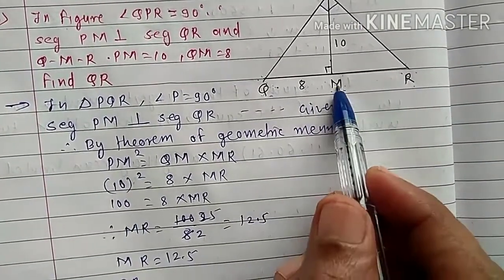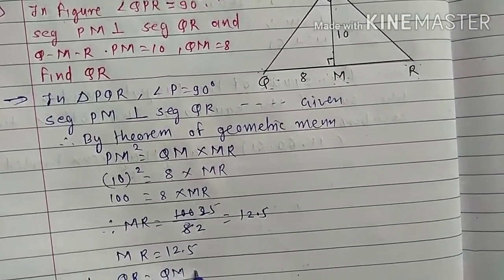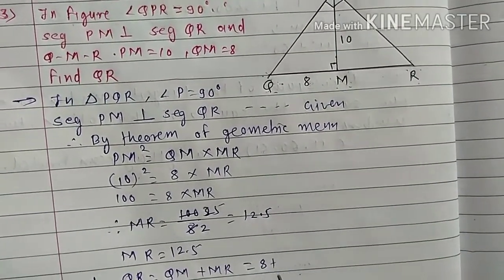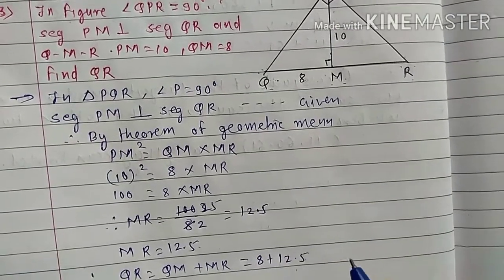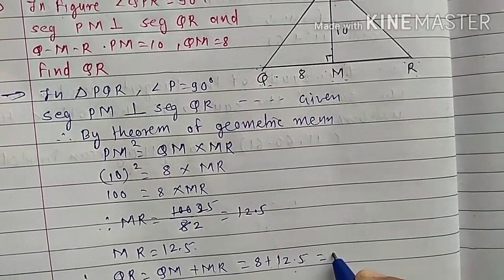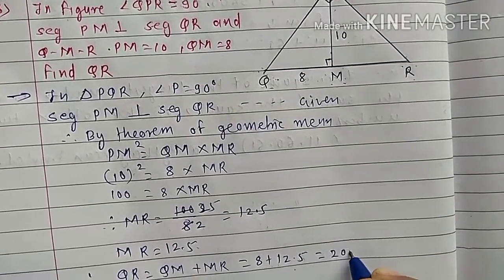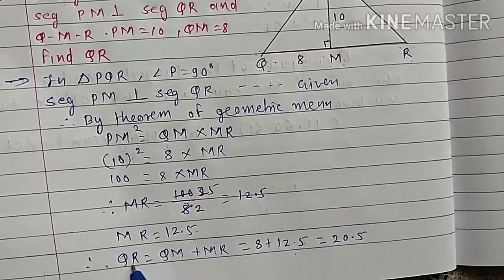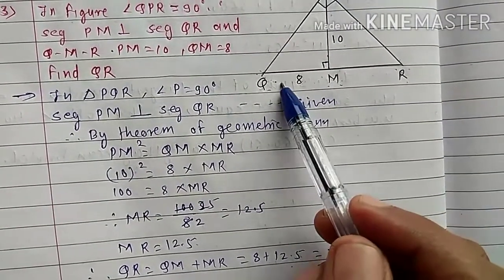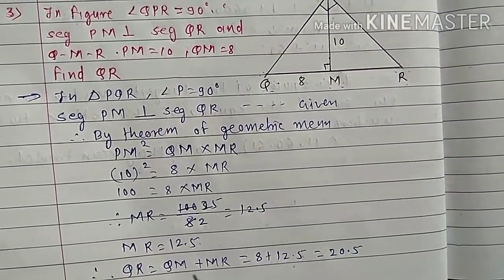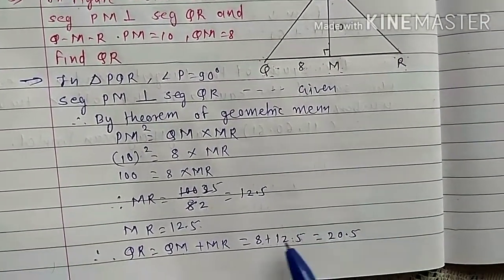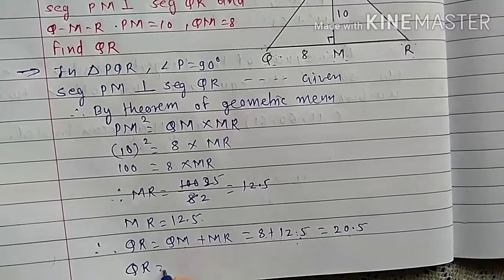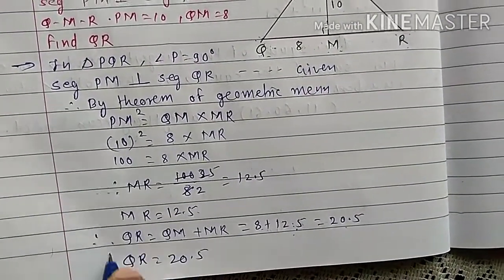So therefore QR is equal to QM plus MR, because Q-M-R. QM is equal to 8, MR is equal to 12.5, and 8 plus 12.5 is 20.5. So therefore QR is equal to 20.5.